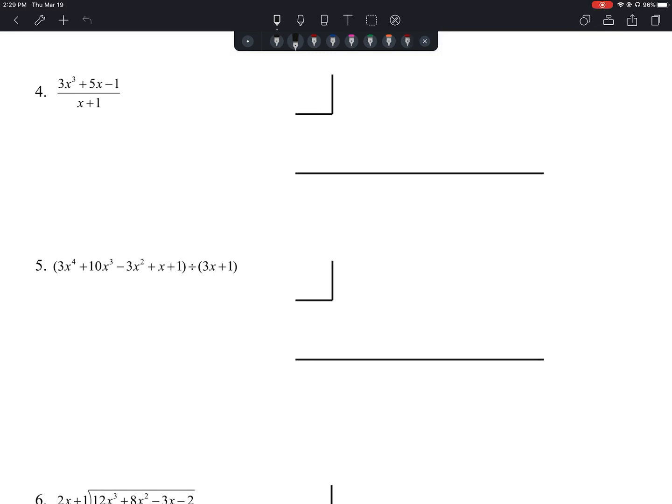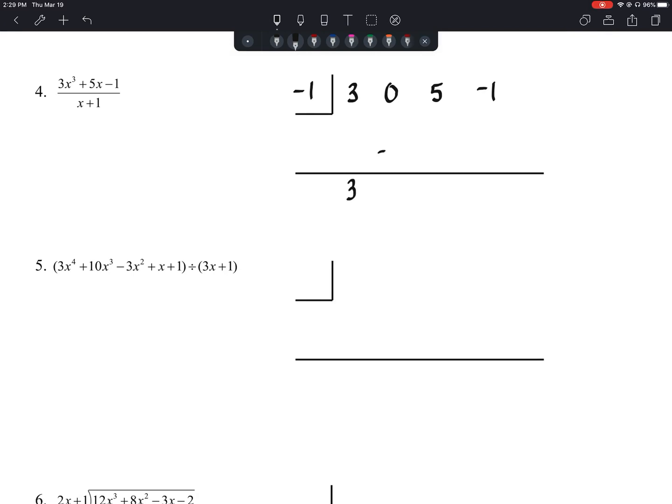All right, hopefully you paused it and you're ready to check to see if you got it right. With this one here, remember our dividend is on top. We're going to write out the coefficients as 3. We have no x squared term, so you have to put that 0 in there. We have a 5. And we have a negative 1. The root value here for x plus 1 should be negative 1, and then we'll just go ahead and work on it. Bring down our 3.